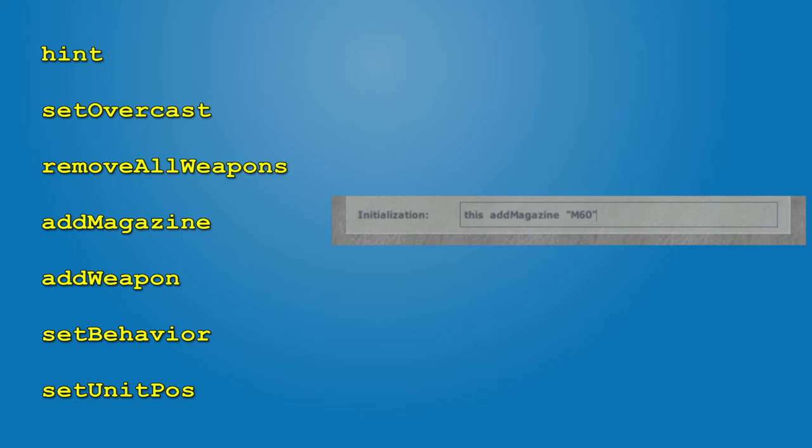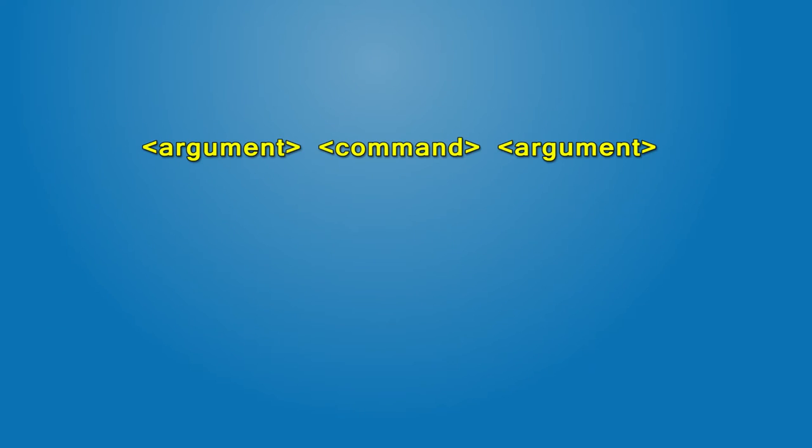Most of the commands need information fed to them. This is called passing arguments. Depending on the command, arguments are written on its left or right side or both. They must be of a specific kind called data type. In Operation Flashpoint, there are 7 data types.